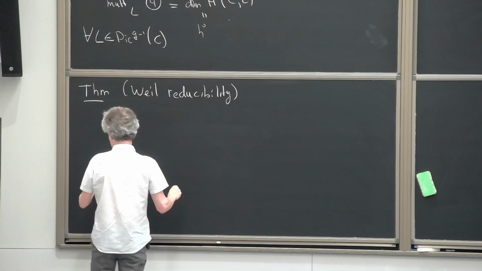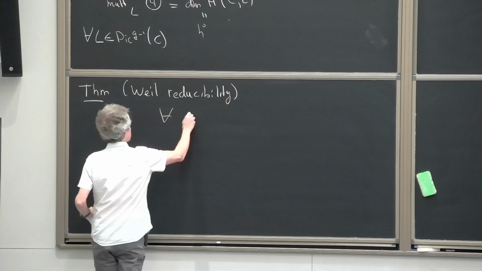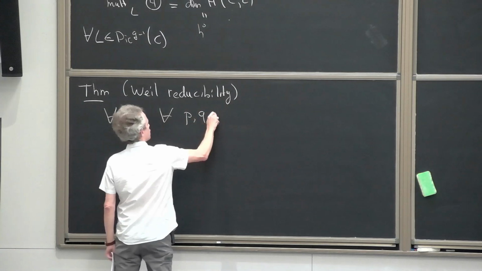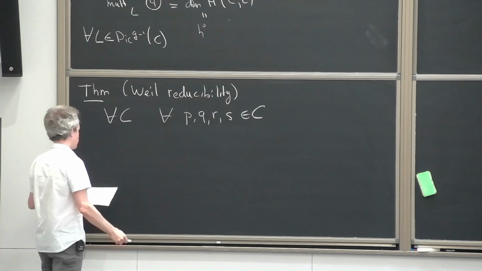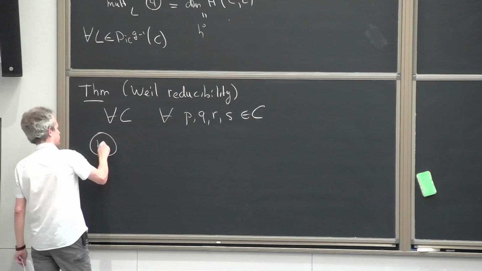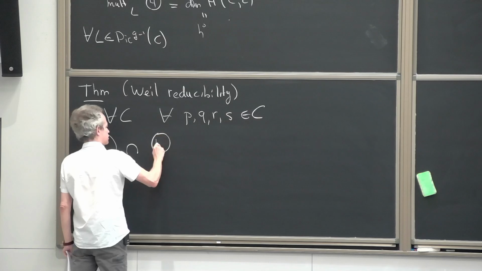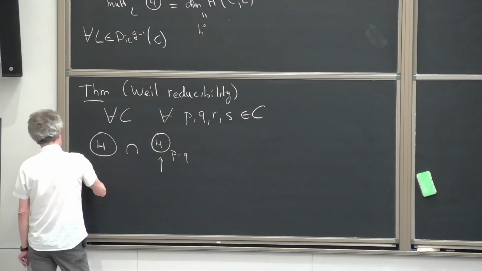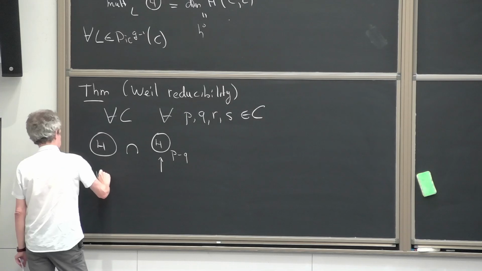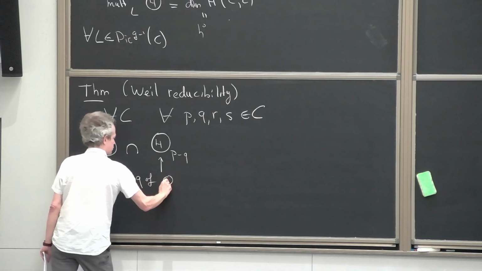It says the following. For any curve C and for any points, which I'll denote P, Q, R, S, which are points on C, the following holds. I can take the theta divisor, that's a divisor in the Jacobian, and translate it by P minus Q.